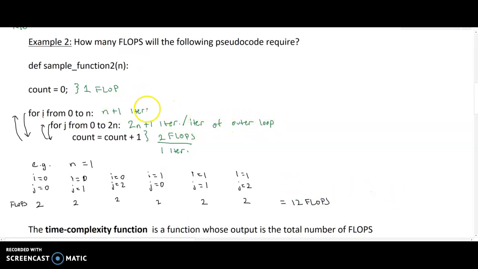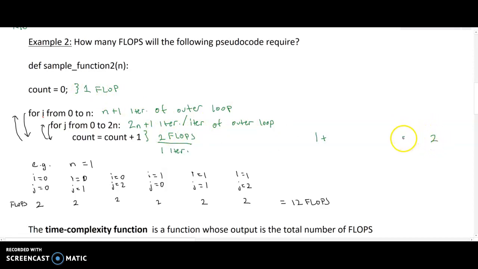And this is n plus 1 iterations of the outer loop. Okay, so this is going to iterate by itself, but it's going to be repeated n plus 1 times. So if we do the math on this, we can see that it's going to require 1 flop up here, plus it's going to require the 2 flops.